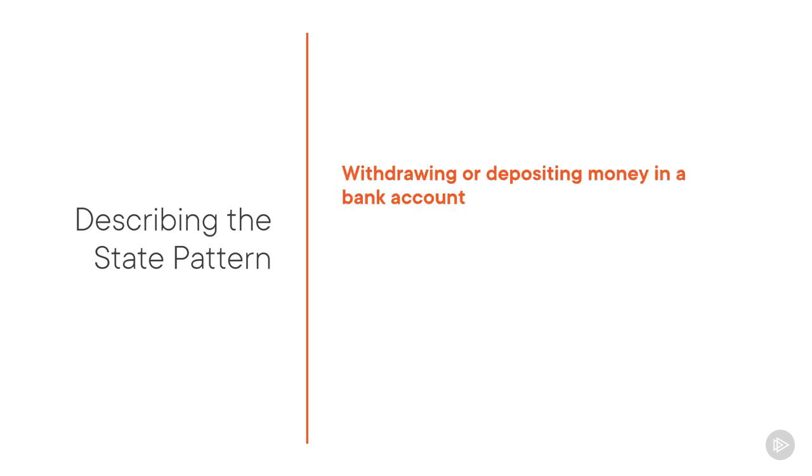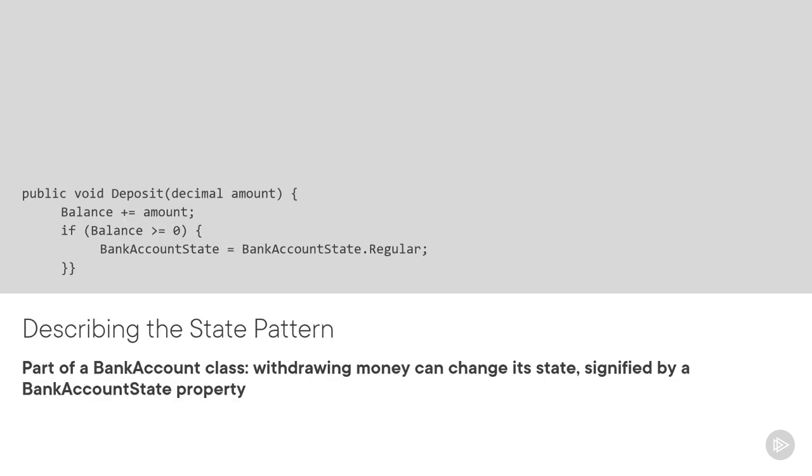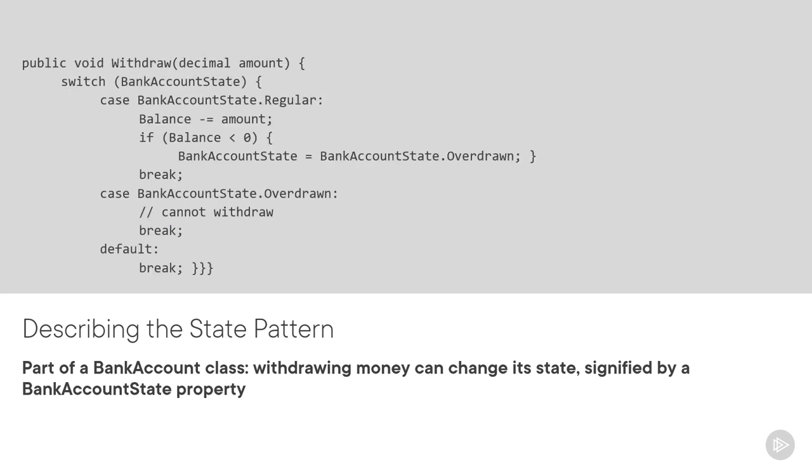Withdrawing or depositing money from or on a bank account can result in the bank account changing state from regular to overdrawn or vice versa. If your bank account is defined by a class, BankAccount, you could add an enumeration property, BankAccountState, to it. When you withdraw money, the state can potentially go from regular to overdrawn. And when you deposit money, it can potentially go from overdrawn back to regular.